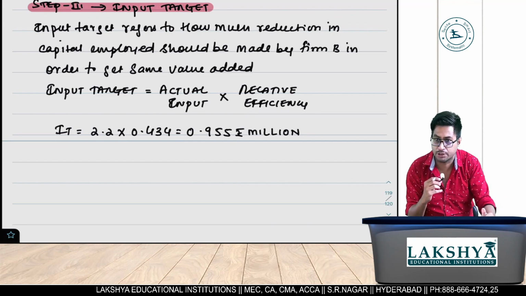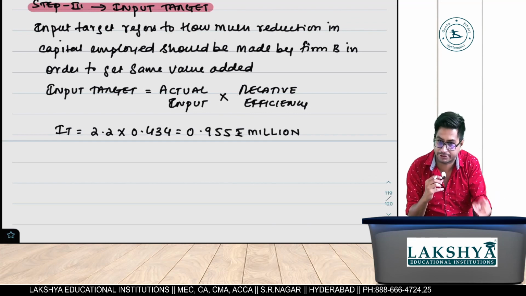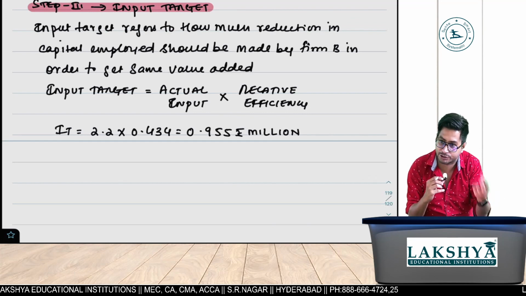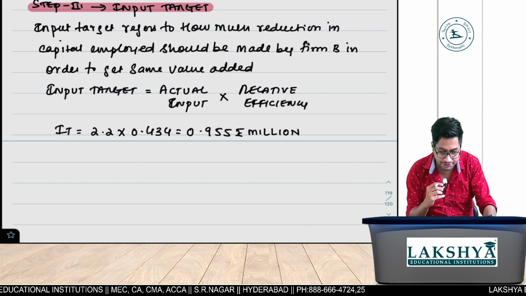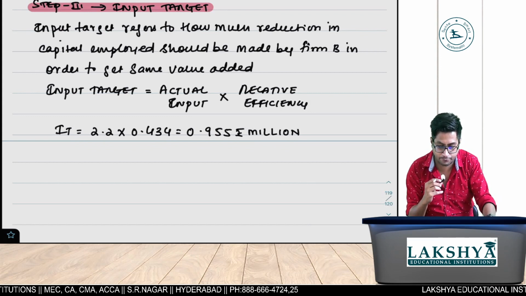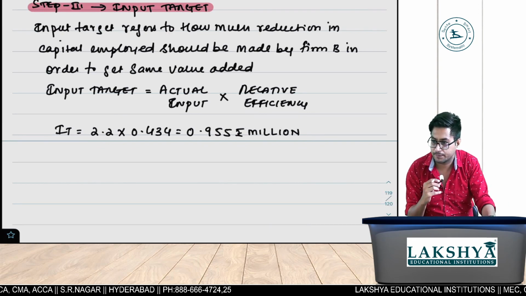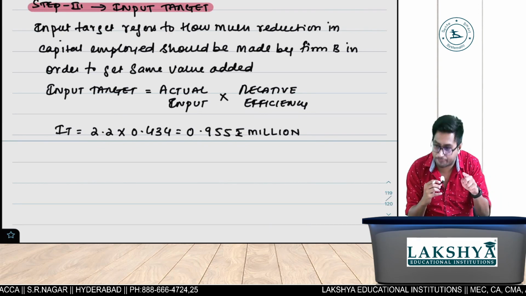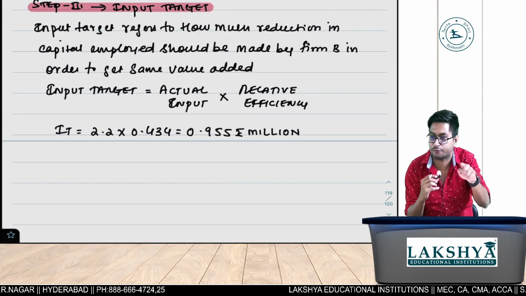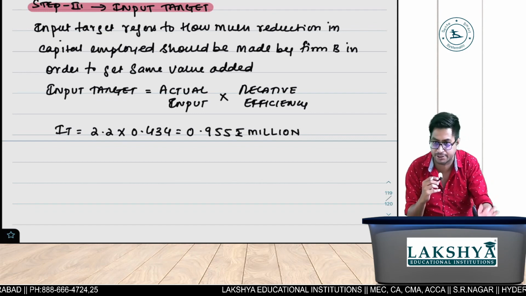What is the output? 0.2, right? Value added is 0.2. So in order to get the same output, that is 0.2, I should do something and reduce my capital employed by how many rupees? 0.955 million rupees in order to get the same level of output. Then only firm B will become as efficient as firm A. Otherwise, it won't be able to become efficient. It will still remain inefficient.